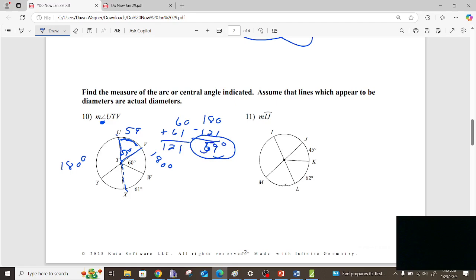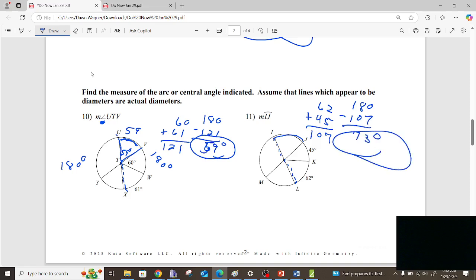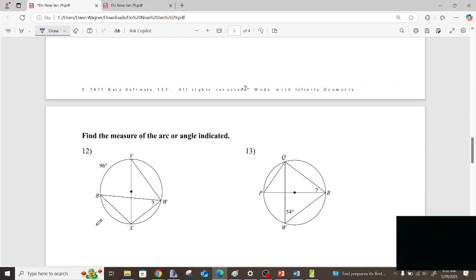Now it wants arc IJ, you do the exact same thing. So this is IJ, right? You have this diameter. So if I add these two together and subtract it from 180, it gives me that missing arc. So 62, I should have made that one more challenging. And 180 minus 107, 73 degrees. Y'all are geniuses. You don't need me anymore.